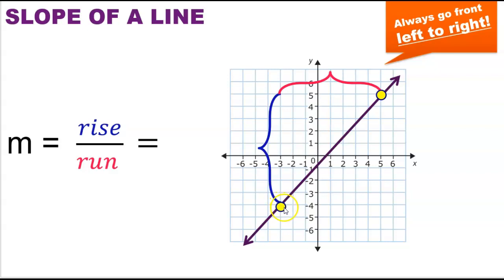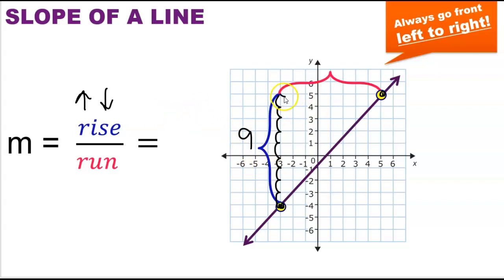So you want to find areas where the line hits exact coordinates on your graph. So like right here and here. And since we're doing rise first, that means we go up or we go down first. Since we're going up, we go 1, 2, 3, 4, 5, 6, 7, 8, 9. So we went up 9.